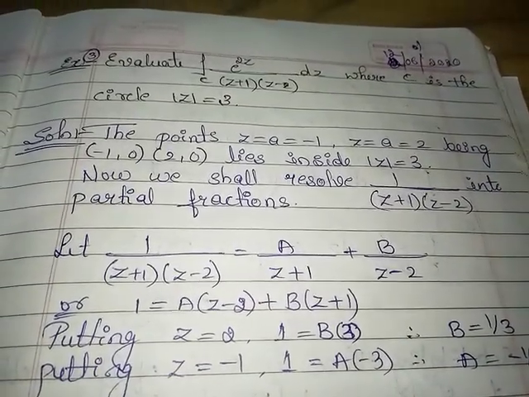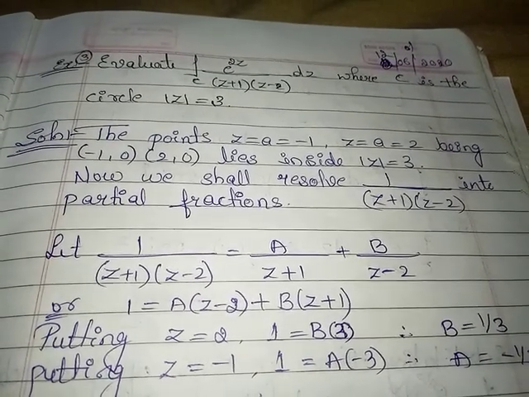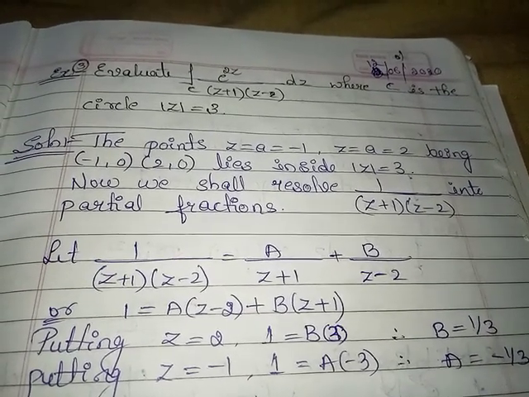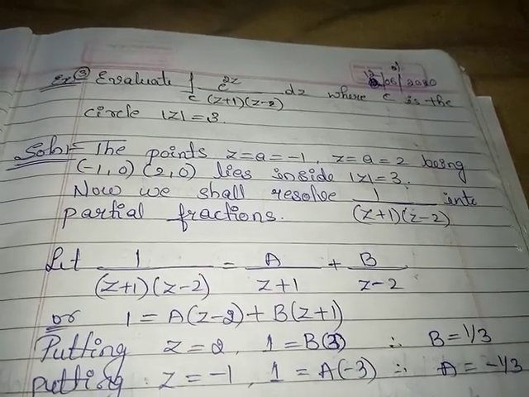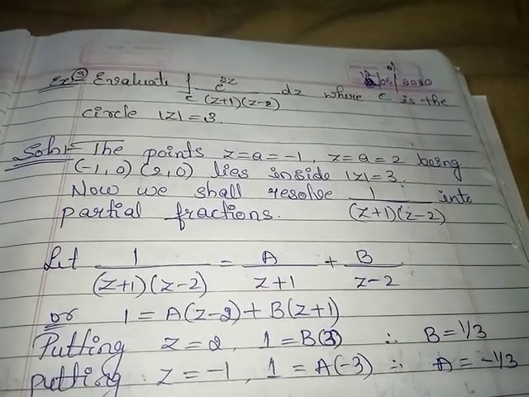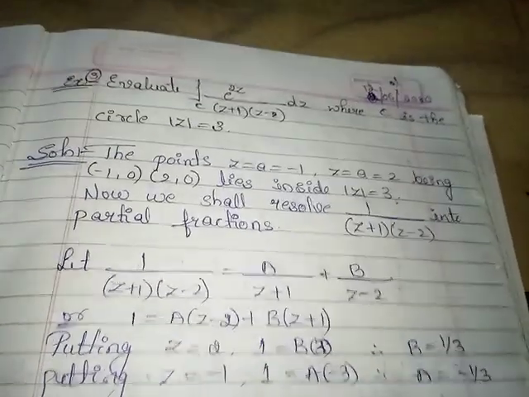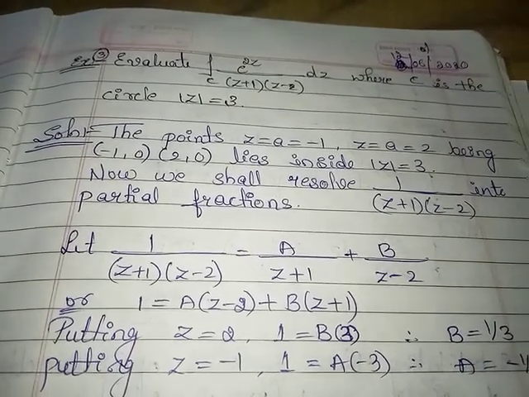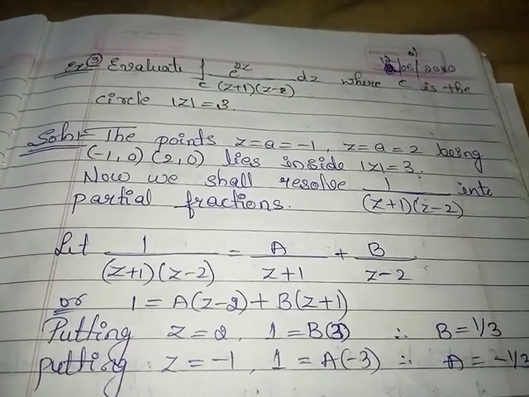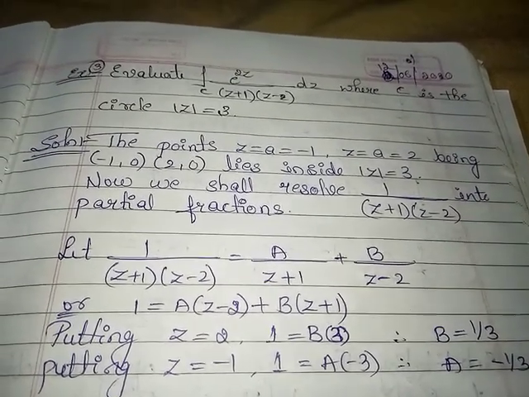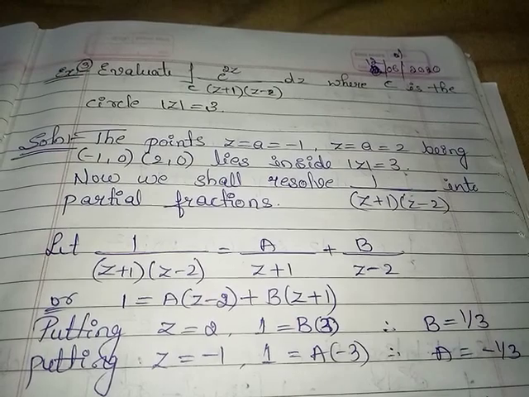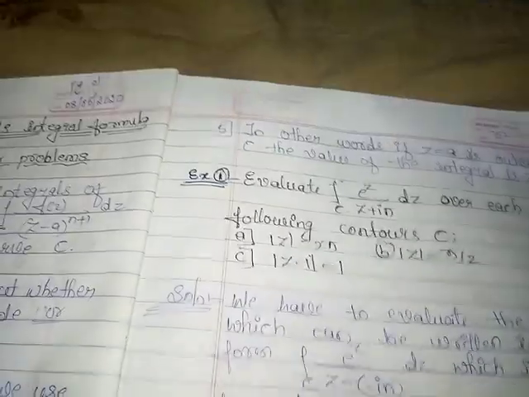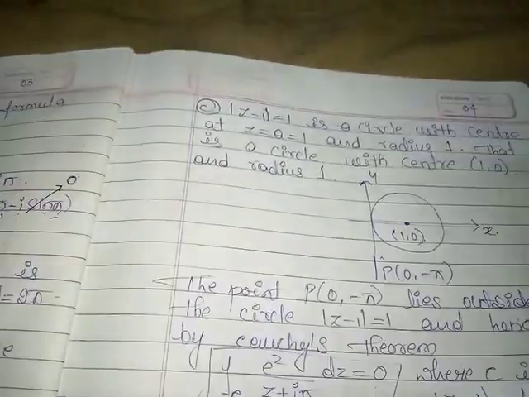Solution: we know the procedure. First, check whether the given points, the a values, lie inside the given curve, that is |z| equal to 3, or not. If it is inside, we have to solve the integral using the Cauchy integral formula. And if the given points lie outside, directly from Cauchy's theorem, the integral over C of f of z divided by z minus a dz is equal to 0.